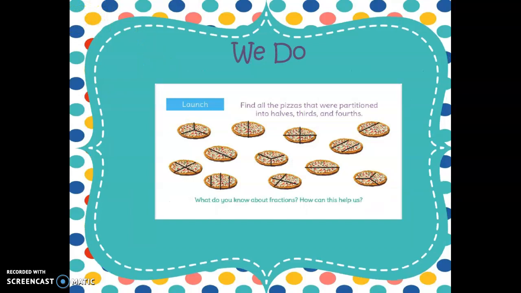Okay, now here's your we do. Find all the pizzas that are partitioned into halves, thirds, and fourths. Remember what I said about partitioning. When do we know it's a fraction? I'll let you think about that. Pause the video and try to solve it, try to figure it out.